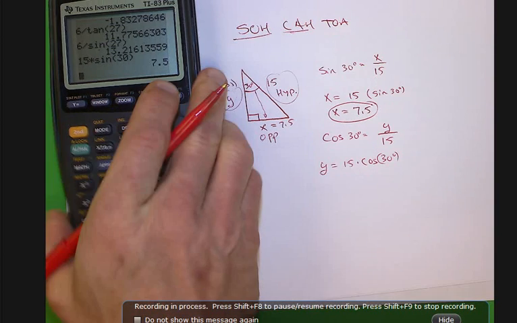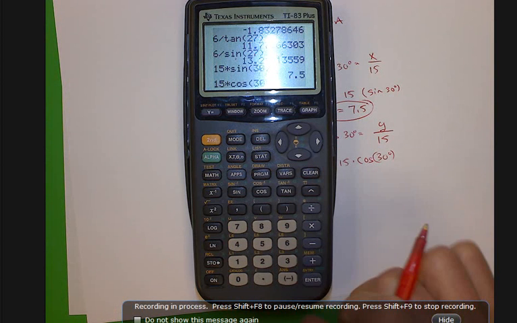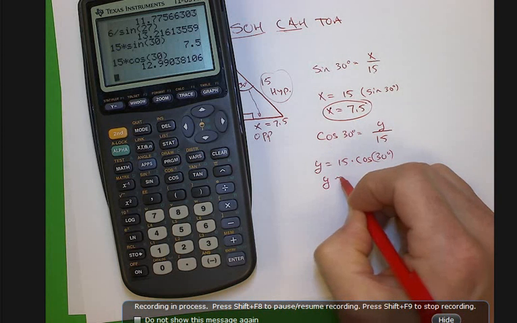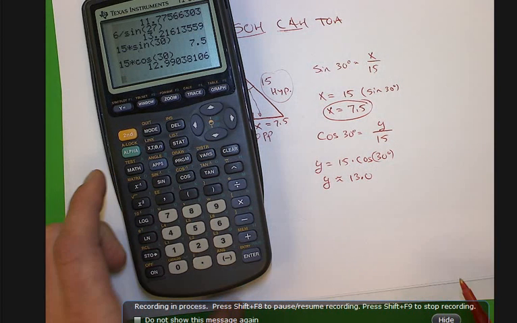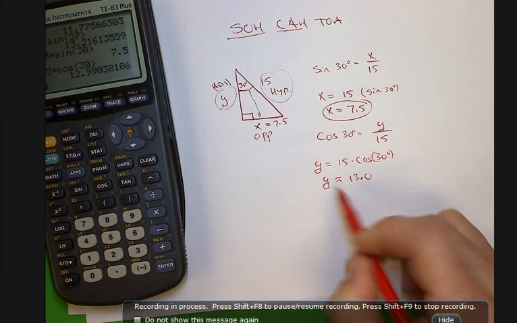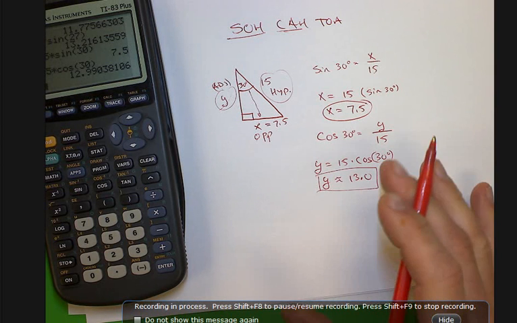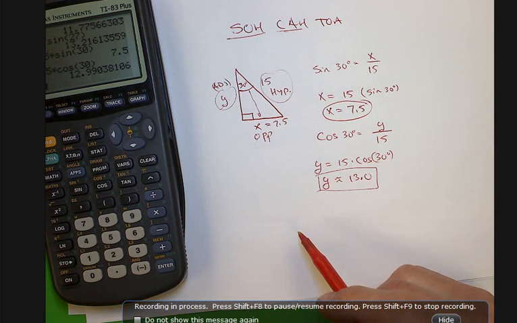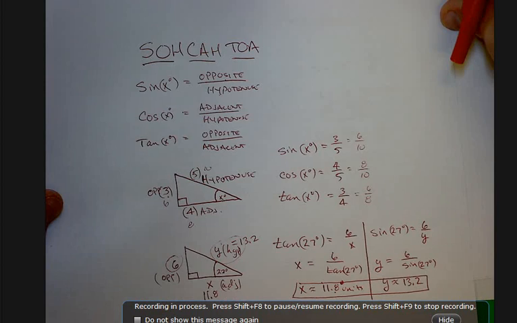So let's try that. 15 times cosine 30, close my parentheses, enter. And about 13.0. So 12.99 rounds off to about 13.0. So there I found my y. So it's that easy. That's how you would use the sine, the cosine, and the tangent functions in order to find values of legs if you don't know. Now, let's go back to the original problem that I gave you. So I'm going to pull this back.